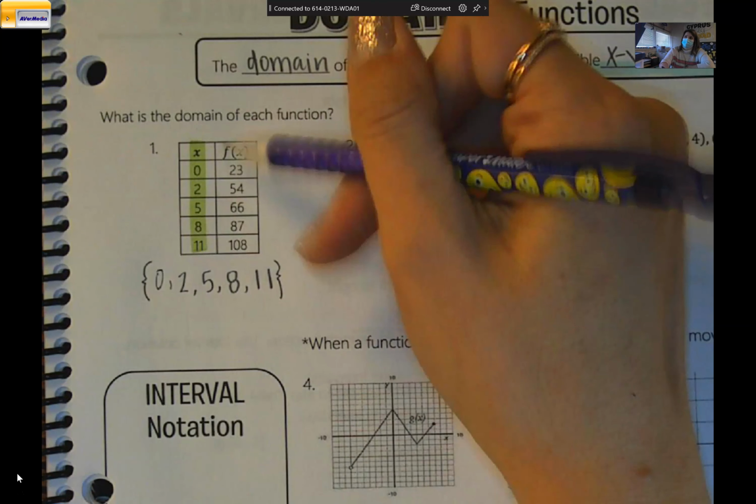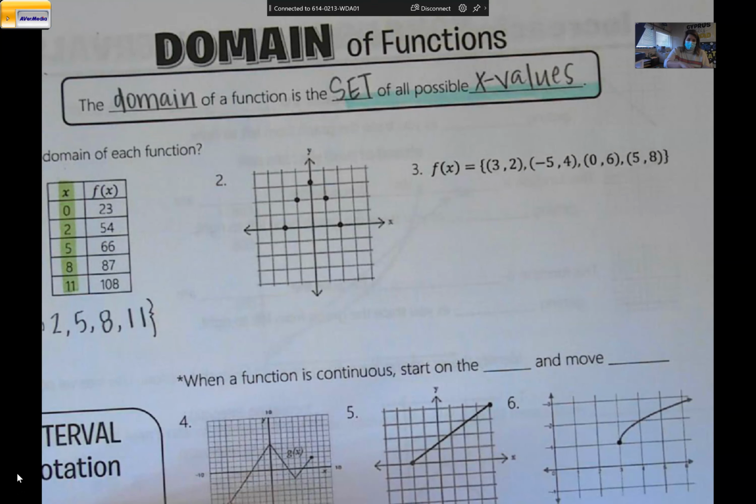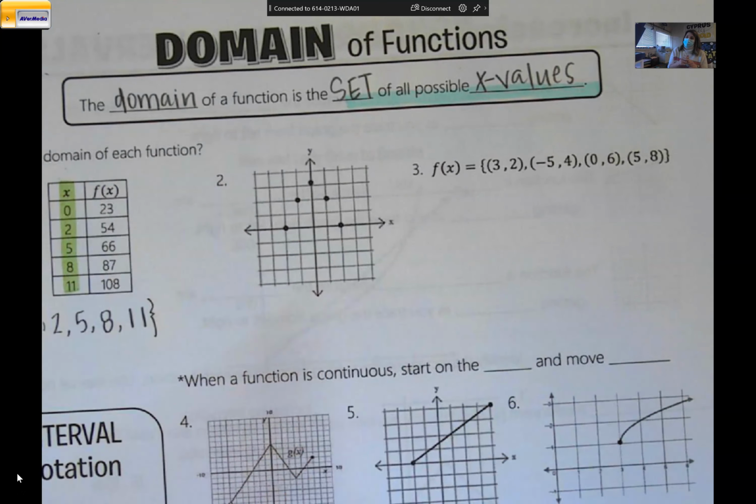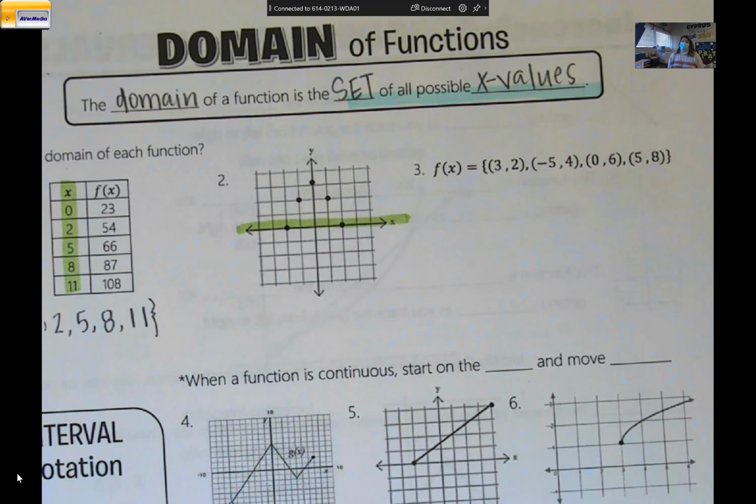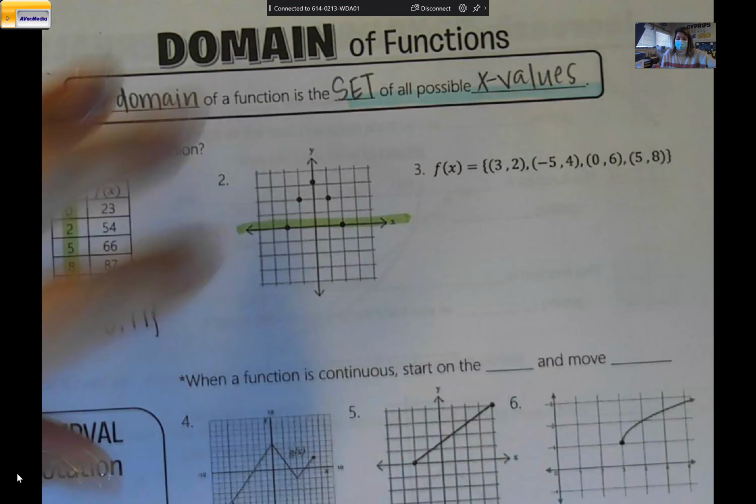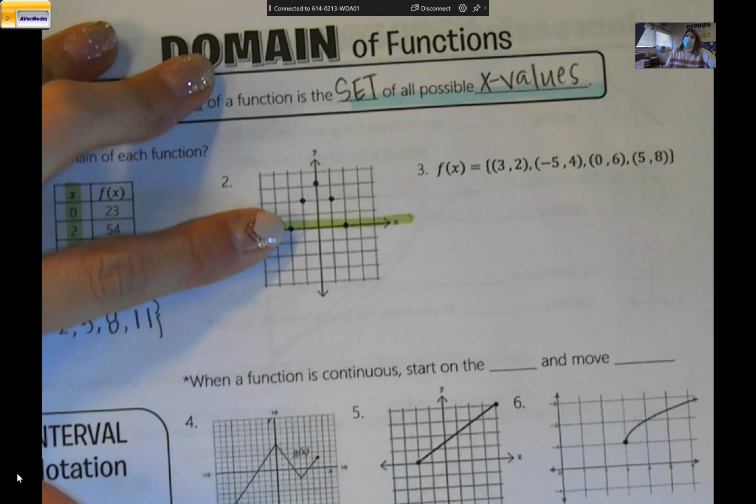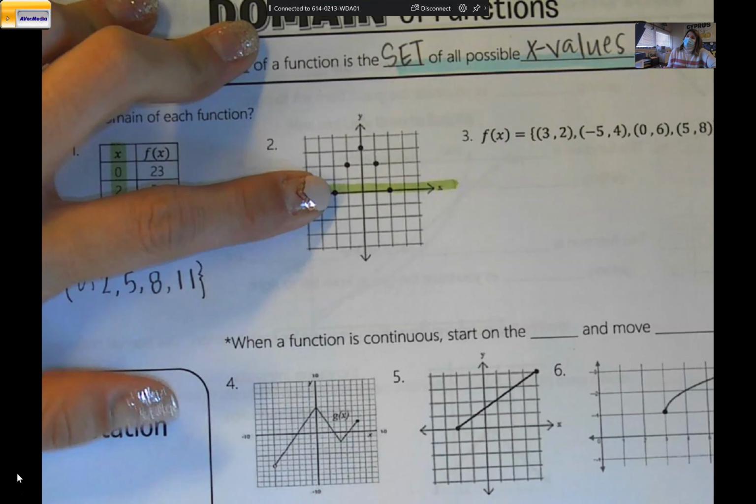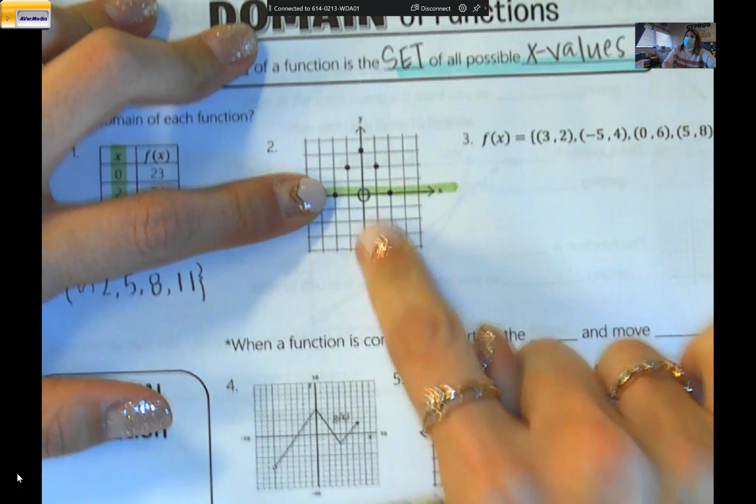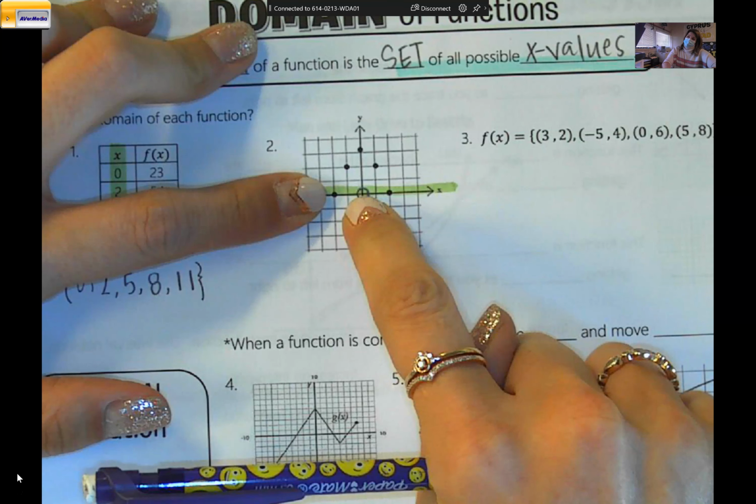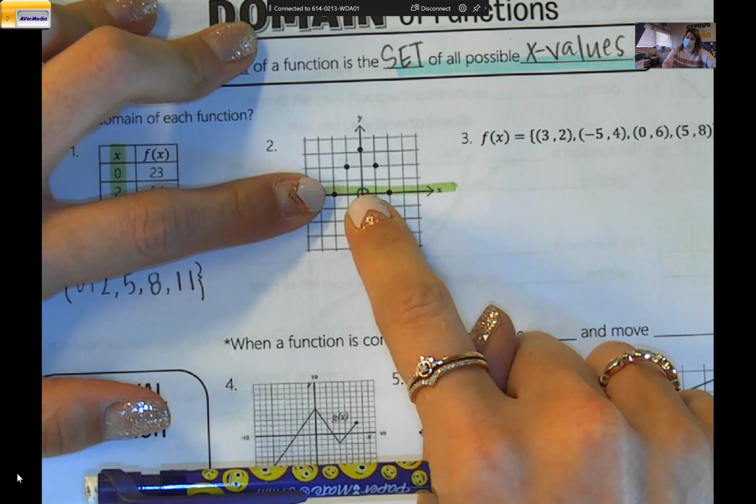Okay, so we have a table. Next up is a graph. Because we have a graph, what we are going to look at is the x-axis, because we only care about what numbers x can be right now. I'm going to start from the left-hand side, and I'm going to write down the x values that match these points. So this one right here is 0, 0. That's your origin. Where the two axes cross, that's your origin.